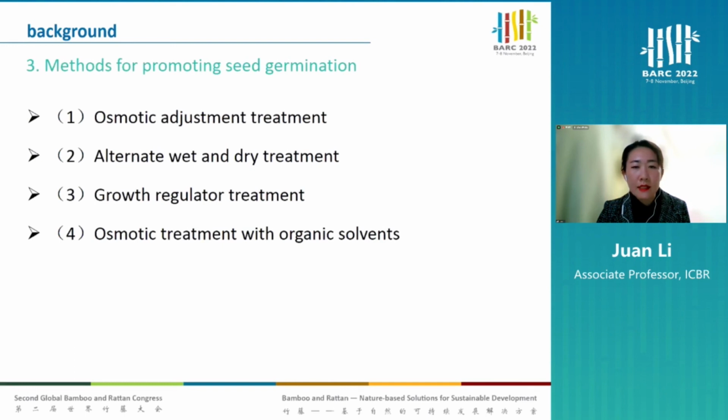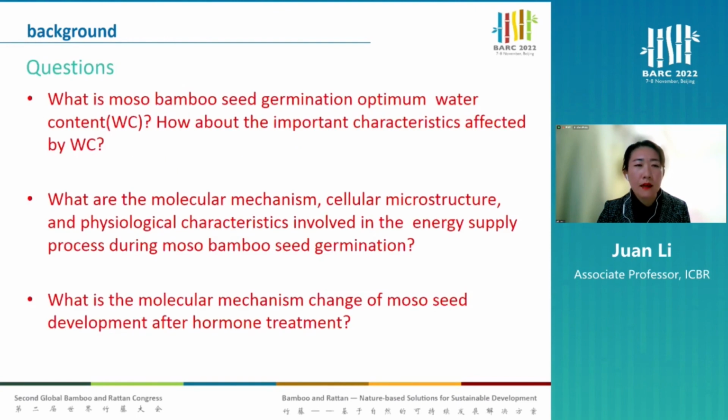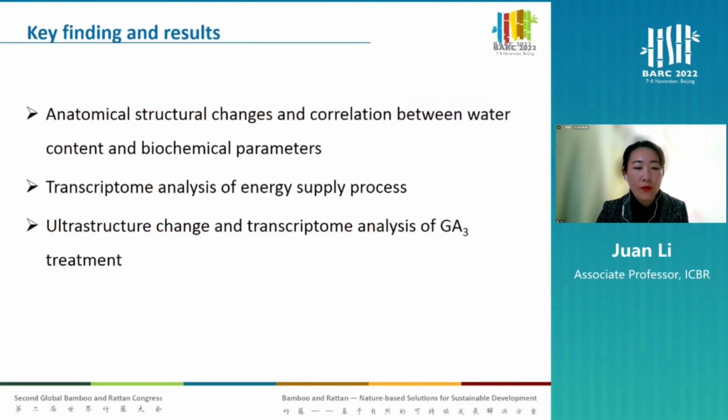with organic solvents. Given that research background, we want to ask: what is the Mosul bamboo seed germination optimum water content? How about the important characters affected by water content? What are the molecular, cellular, microstructure, and physiological characters involved in the energy supply process during Mosul bamboo seed germination? And what is the molecular mechanism change of Mosul bamboo seed after GA treatment? I will answer these questions through some research.